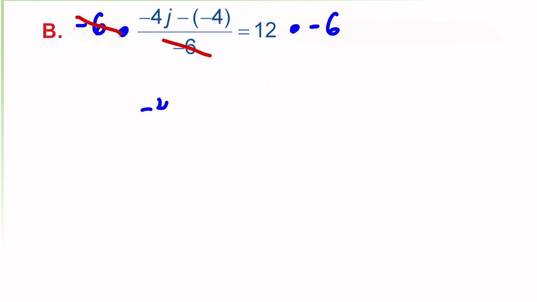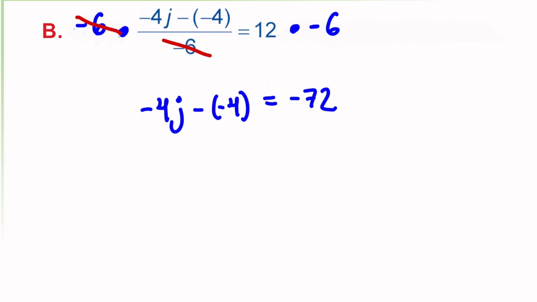And then we need to bring down the rest of the things we haven't used. So -4 times j minus -4, and then equals 12 times -6. That will be equal to -72.